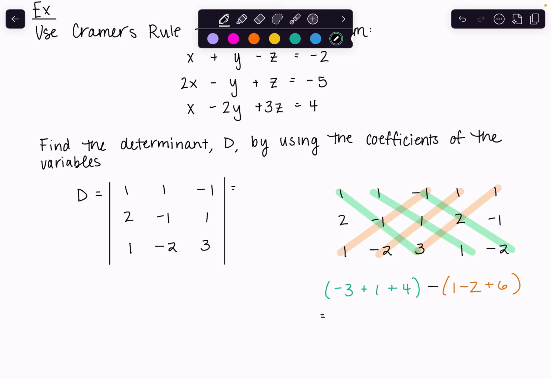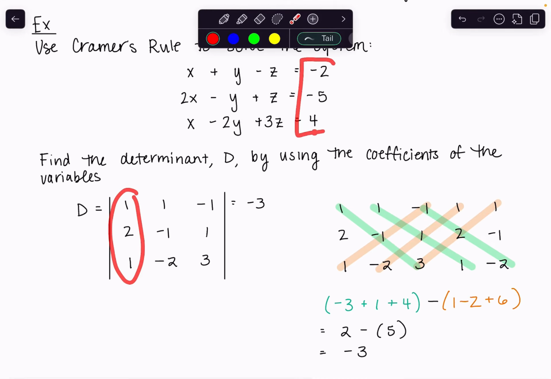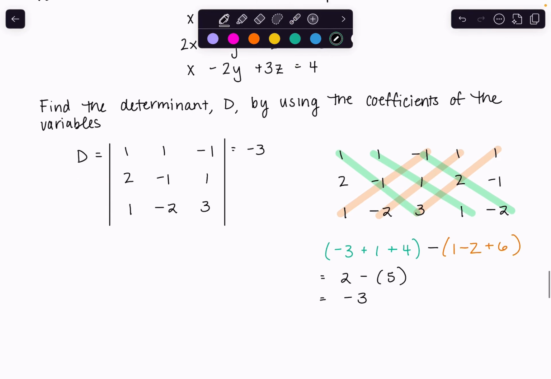So adding those together, that gives me 5 minus 3, that's going to be 2. And then 1 minus 2 plus 6 leaves me with 5. So this determinant is going to be negative 3. Okay. Now I'm going to find all of my d sub x, d sub y, d sub z by replacing that corresponding column with that answer key, that constant, negative 2, negative 5, and 4.